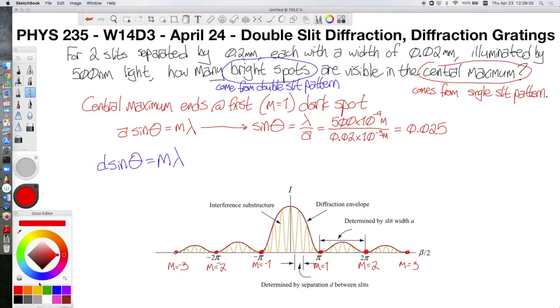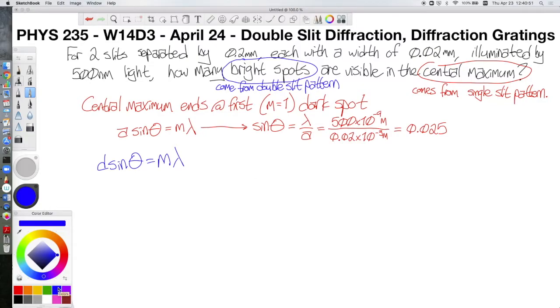But the m for our bright spots for our double slit pattern are referring to these, the sine wave that oscillates underneath the envelope function. So this is the m equals 0 bright spot for the double slit pattern. This is the m equals 1 bright spot, the m equals 2 bright spot, the m equals 3 bright spot. So what we're trying to see is how big can our m from our double slit pattern get and still be within the central maximum, which is bounded by our single slit m equals 1 and negative 1.